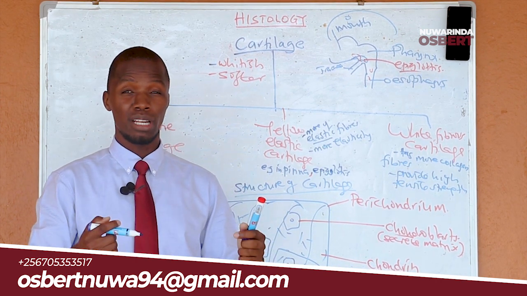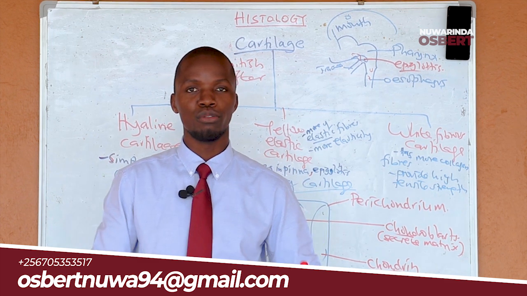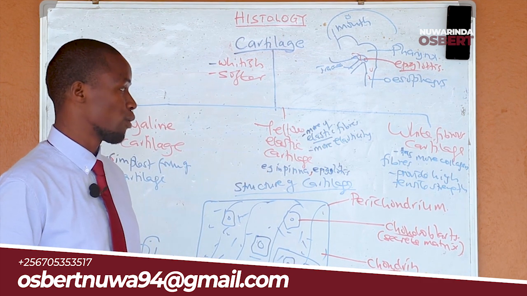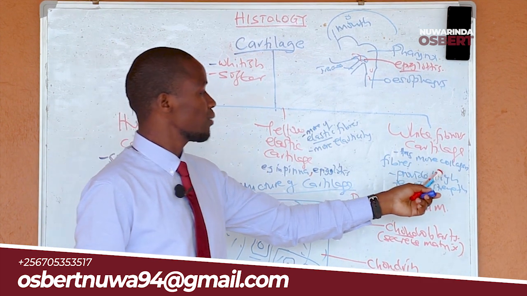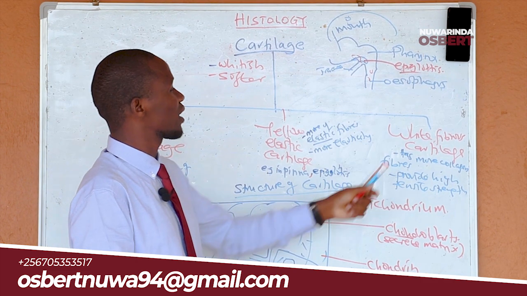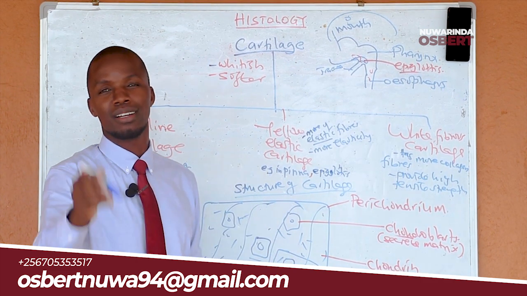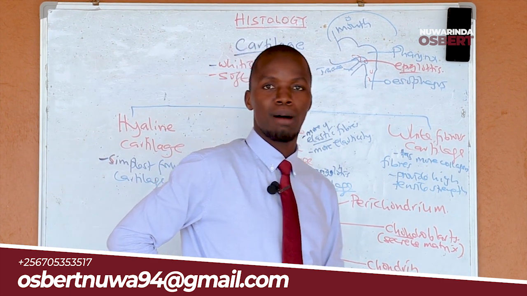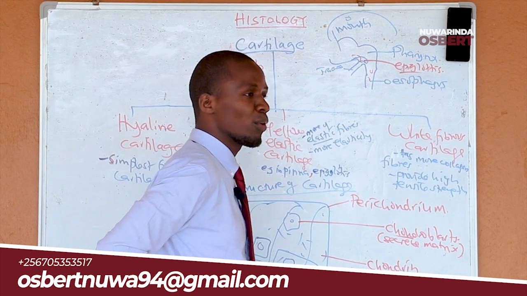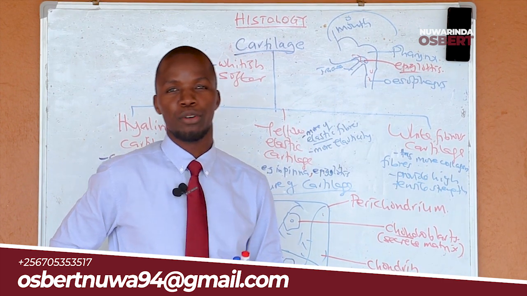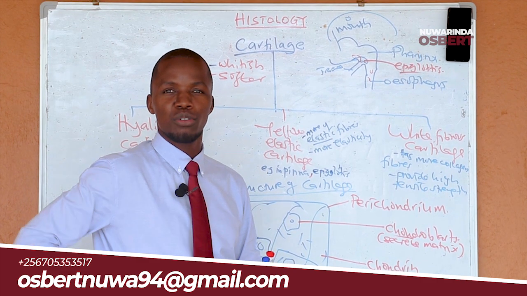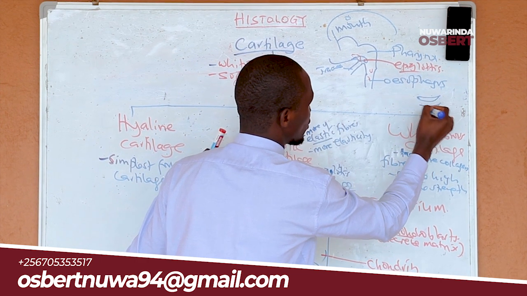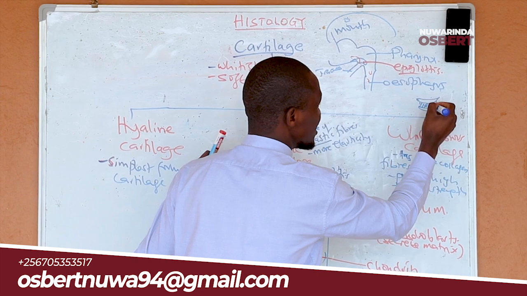Why? Maybe the place where the cartilage is found needs some kind of strength because it plays some serious supporting role. So for that matter, we are saying this kind of cartilage is found in those areas where we need some strength. For example, within the backbone, we have bones which we call vertebrae. But in between these vertebrae, we have some cartilage there.